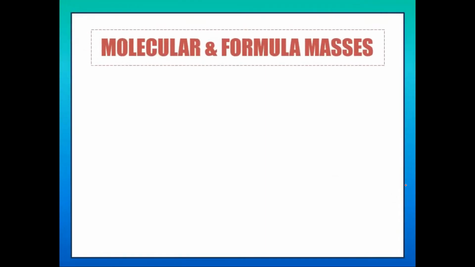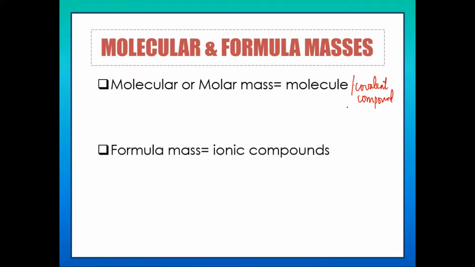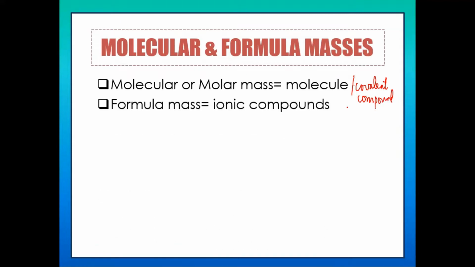So let's talk about the difference between molecular or molar mass and formula mass. Molecular or molar mass is used for covalent compounds or molecules. So this is for your covalent compounds. If you want to know the mass of a certain covalent compound, the term that you have to use is molecular or molar mass. Now, for ionic compounds, the term that we have to use for the mass of an ionic compound is formula mass.